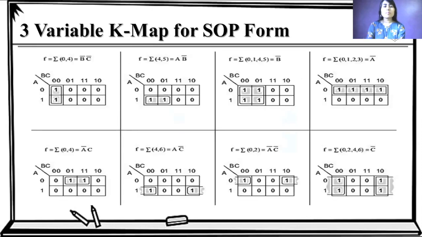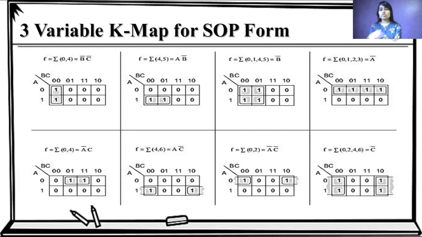Here are some examples of how we can make a group and write a logical function. First we have a summation of 0, for which we make a horizontal group, and we have the function b dash c dash. Again in the second, we can make a group like this, and comparing in both directions we have b dash. Then we can also make a group of 4. Whenever we have a group of 4 in a 3 variable K-map, we have only one term. Here in both directions let's check: no common term. Here we have b dash.